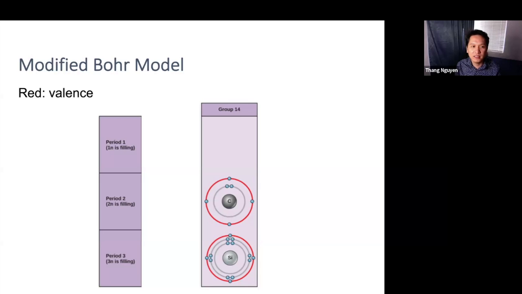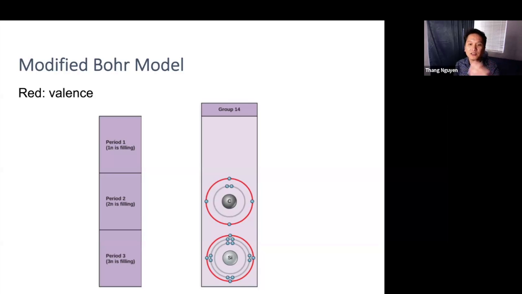Notice here, I've highlighted in red the last level. The last shell is highlighted in red, and they share something in common if these two elements are in the same column. If they're in the same column, they have the same number of electrons on the outermost shell. And so these electrons are called valence electrons. Valence electrons are just the number of electrons you have on your outermost shell, the outermost energy level.